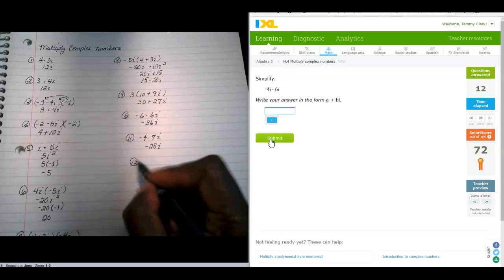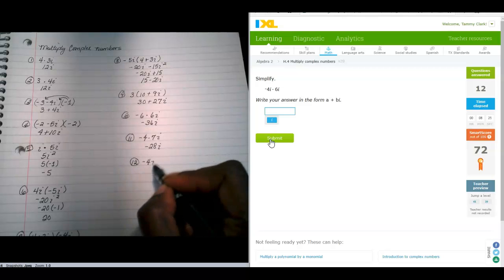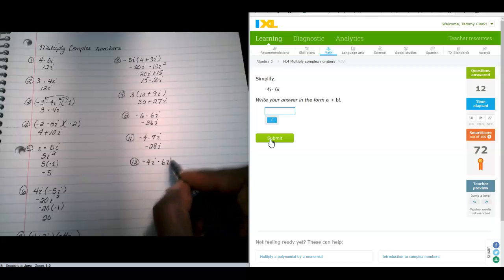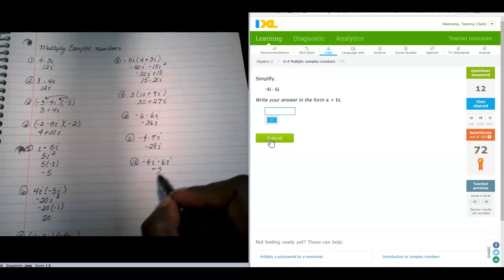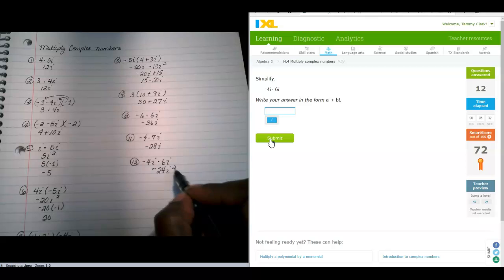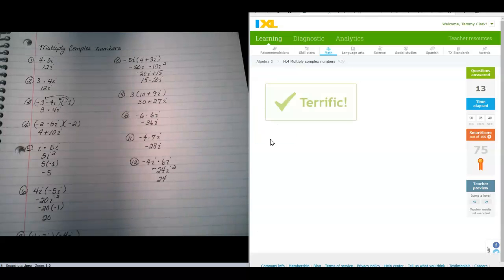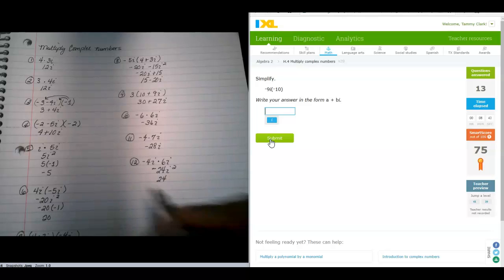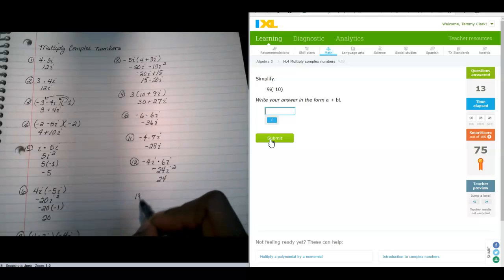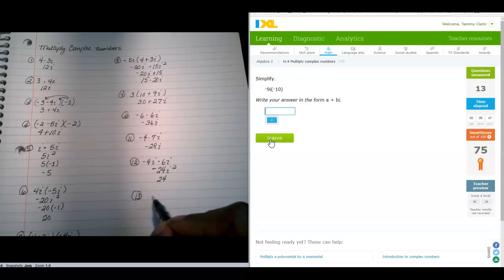Number 12, we've got negative 4i times 6i. Well, that would be negative 24i squared. We know i squared is negative 1. So negative 1 times negative 24 is simply positive 24. Number 13, we've got negative 9i times negative 10. That would give us positive 90i.